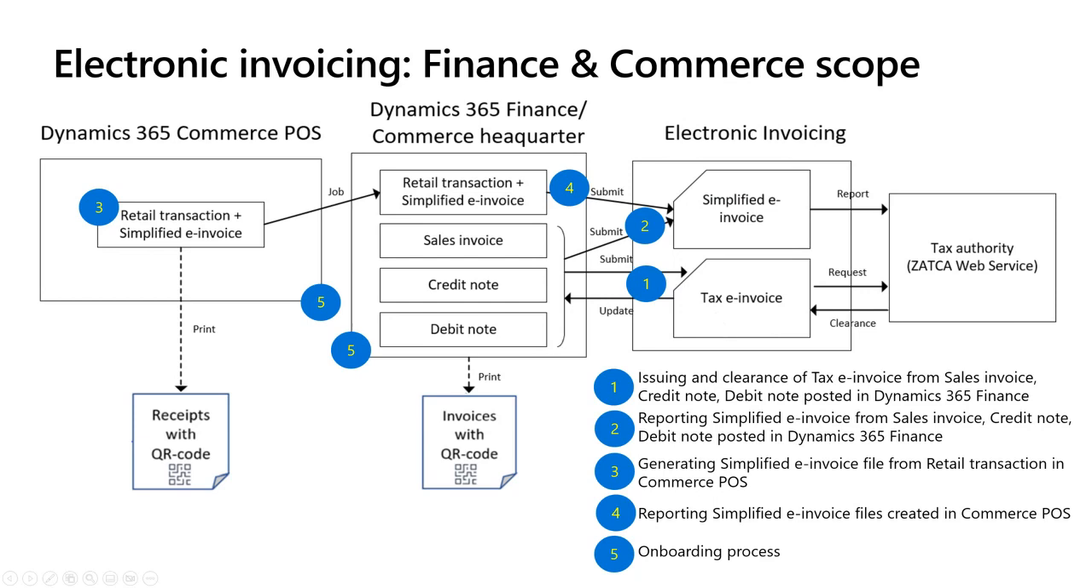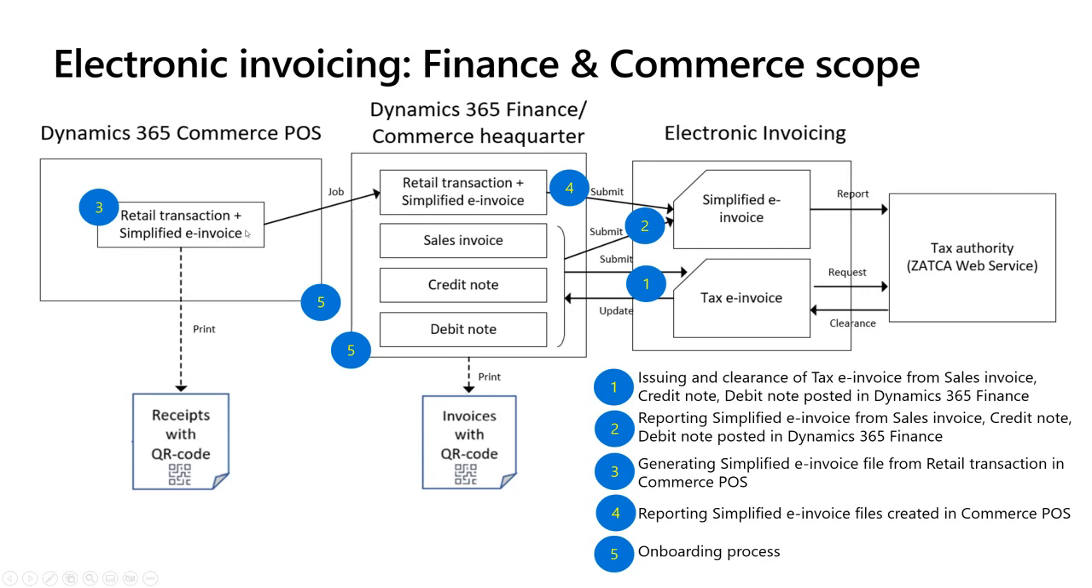Okay, so as I was telling, we enable the integration of the communication of sales invoice. I was talking about retail, sorry. So for retail, when you generate the simplified invoice, you have to send the simplified invoice files to Commerce headquarters, and that can be done using the regular integration jobs, right?